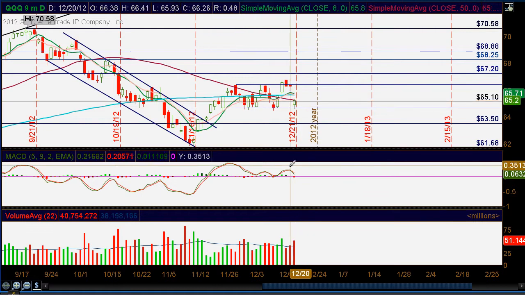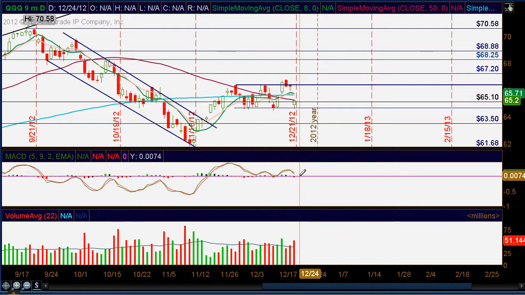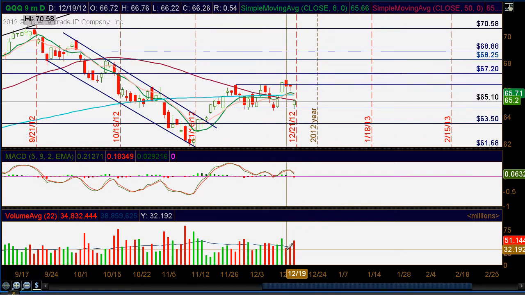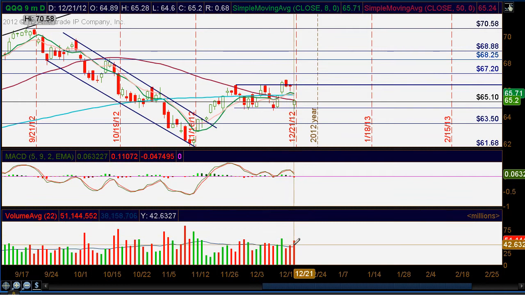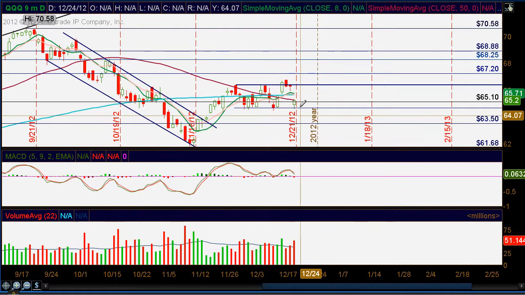And now let's take a look at the MACD. The MACD is confirming that down move on the chart, pointing south, continuing southbound, getting closer to the zero line. And now the volume: as you can see, we've been seeing some increase in volume for a couple of days, and that's what we talked about yesterday and the day before. So now we are trading on a pretty decent volume.